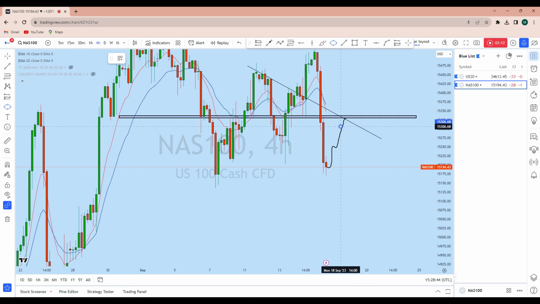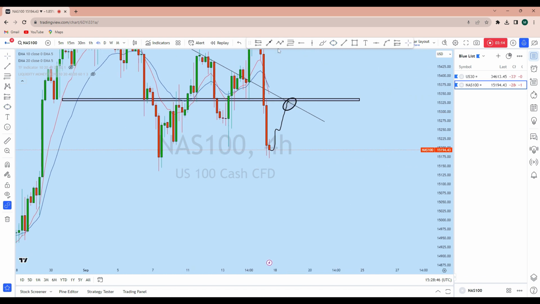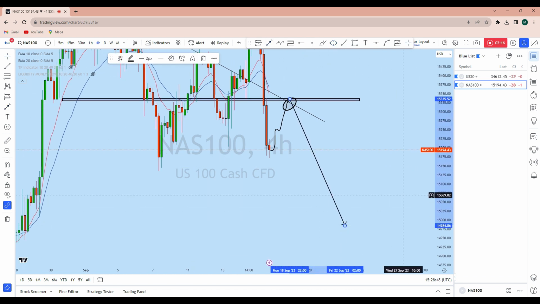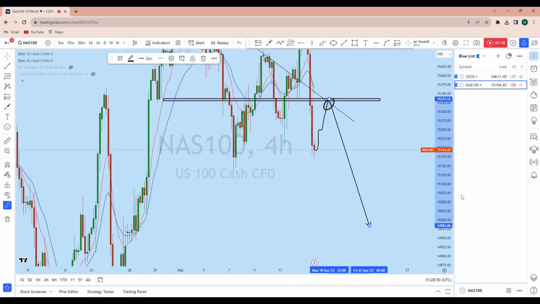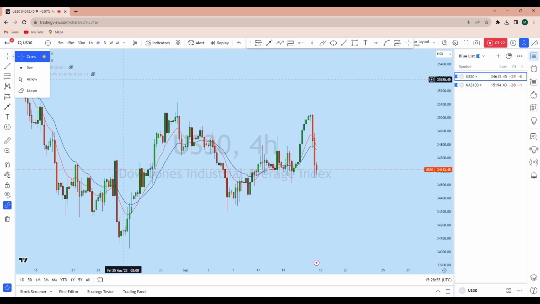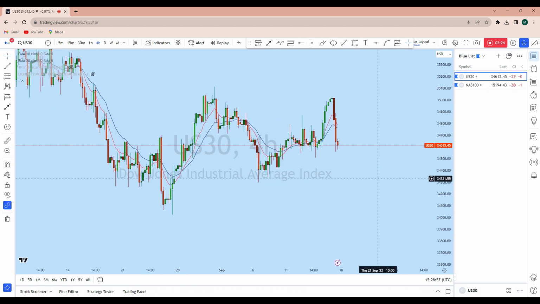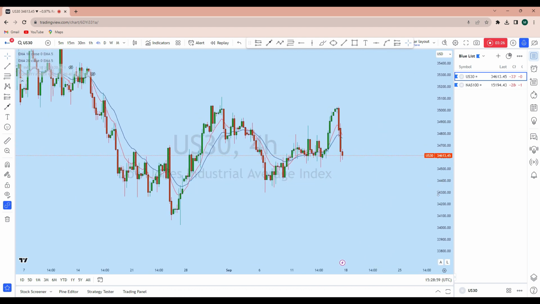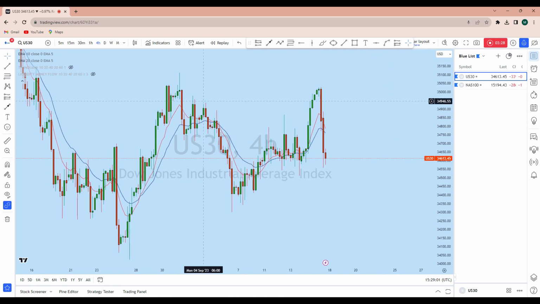As soon as you find a suitable entry, you will consider going short on Nasdaq with a high probability trade setup with our students. Now let's look at US30. Let's see what kind of trading opportunity we currently have. Now US30, we can see that from the lower time frame it also shows the same pattern as Nasdaq.